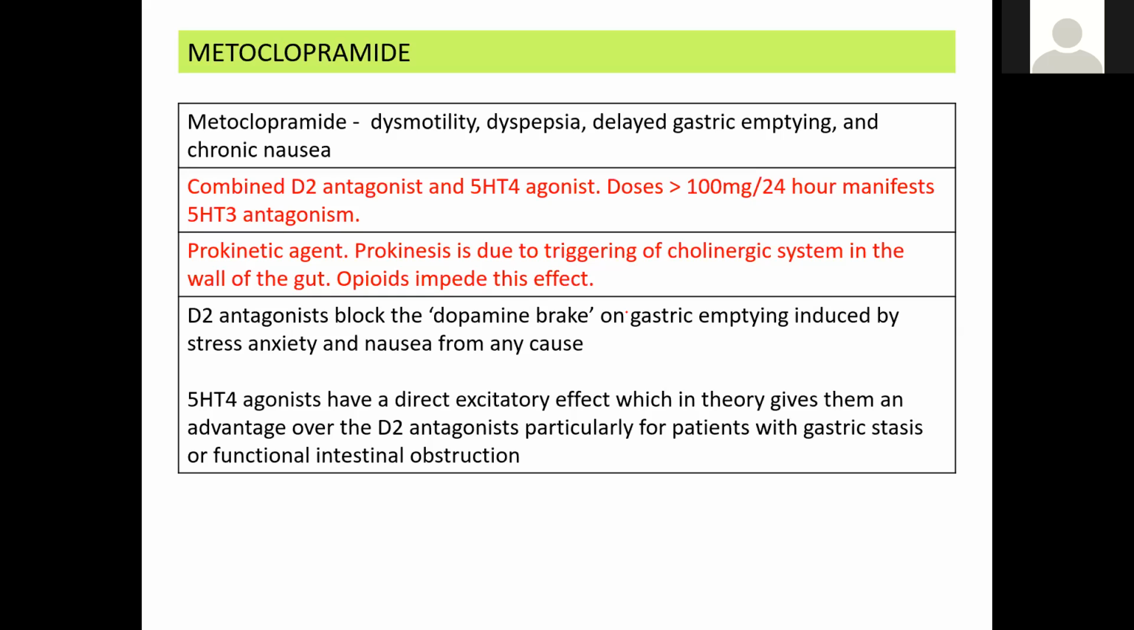It blocks the dopamine brake. There is a phenomenon called dopamine brake on gastric emptying. So basically, in simple terms, dopamine is like a brake on gastric emptying. Gastric movement is happening, and suddenly dopamine is putting a brake on the gastric emptying. So we need to release that brake and put an accelerator so that the gastric emptying will happen again. So metoclopramide will release that dopamine brake so that the emptying is normal. That is the dopamine brake concept.